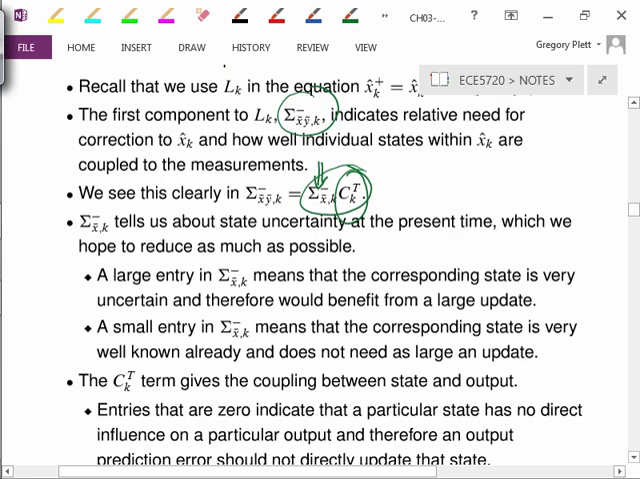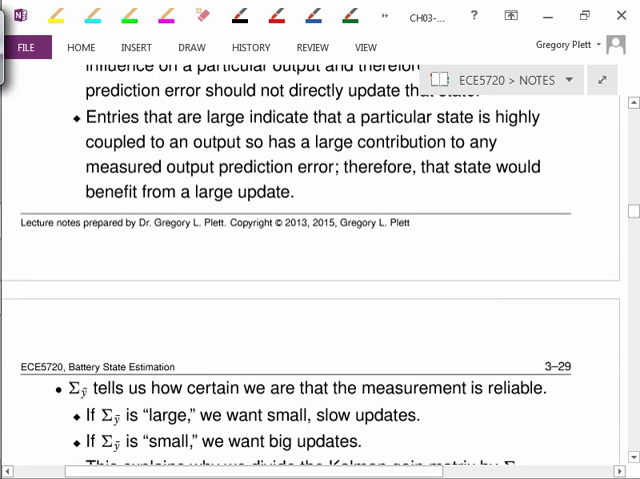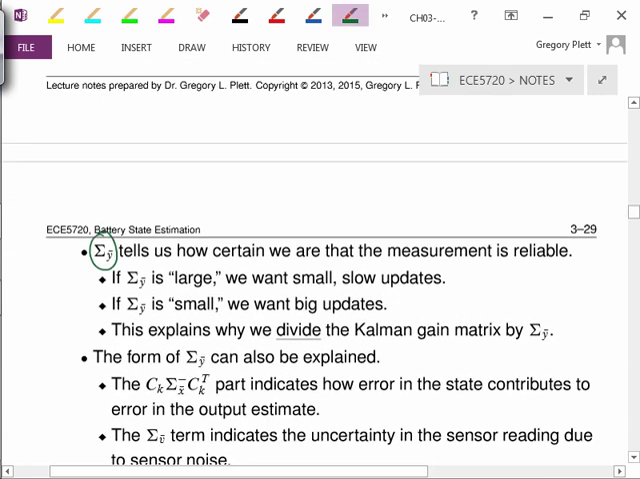The second component in the L is sigma y inverse. So sigma y, not inverse, tells us the uncertainty of the measurement error. Not the measurement itself, but the measurement error. And so it's y minus y hat. Now, there could be a big error there because I know my y hat is going to be bad because I already know my x prediction is bad. So that's one reason why we might have a big measurement error.